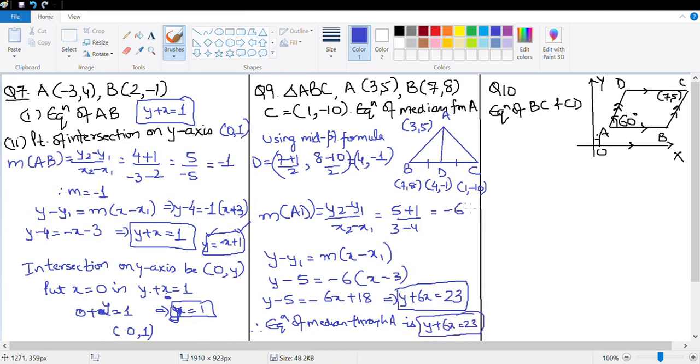I hope you realize what we were doing. Basically, we need to figure out the slope and one point on the line, or if we don't know the slope, then we need to figure out 2 points on that line. Let's look at the next question.